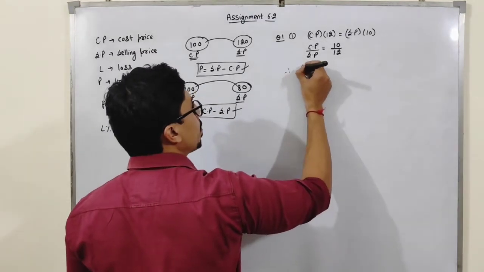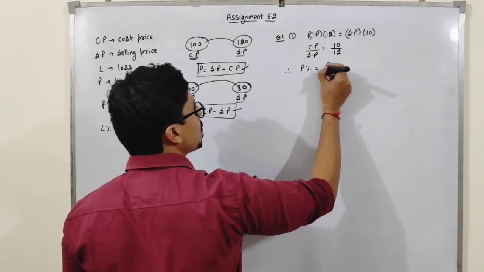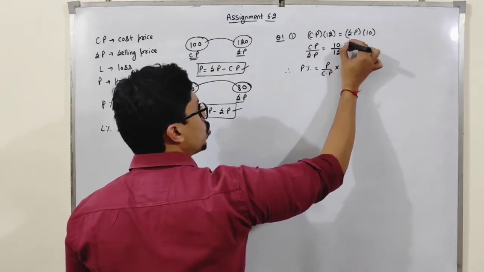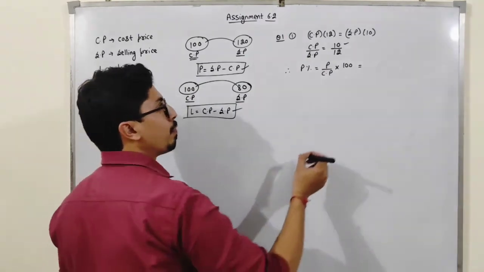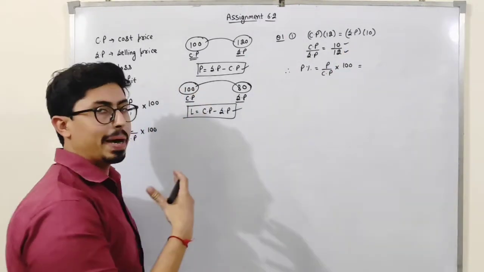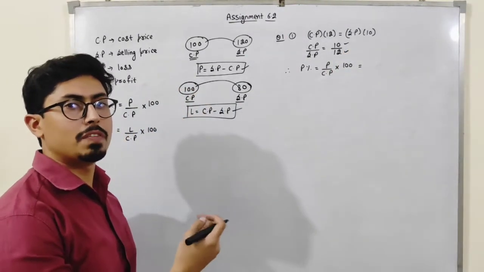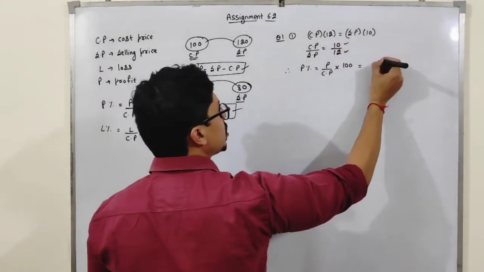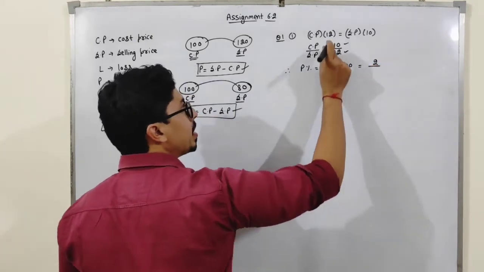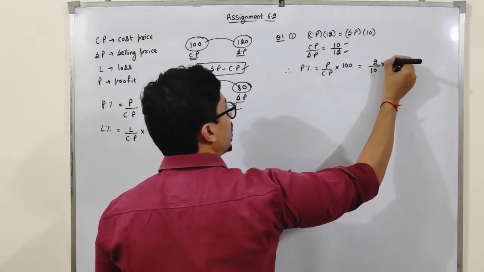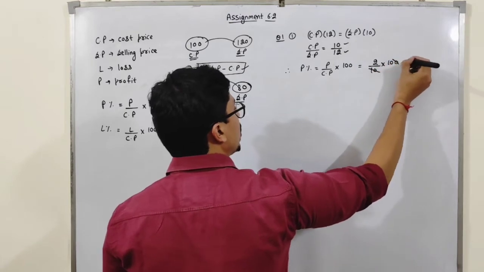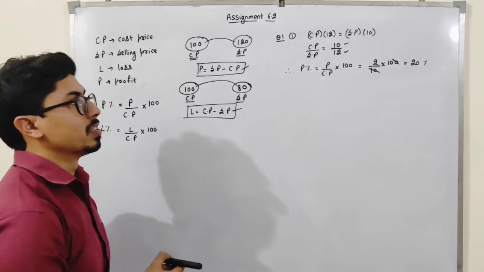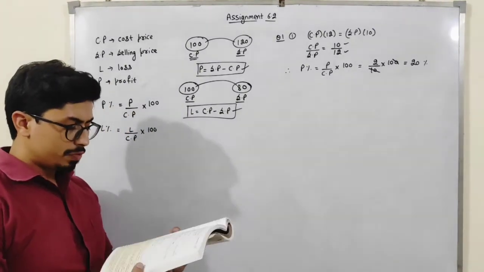Therefore, students, the profit percentage is profit by CP into 100. I assume that the CP is 10, therefore the SP will be 12. If I am buying something at 10 and selling at 12, what will be the profit? Profit will be SP minus CP. So just subtract these two, profit will be 2 on how much CP? On 10 CP into 100. So students, it will be 20%. So 20% is my required answer.